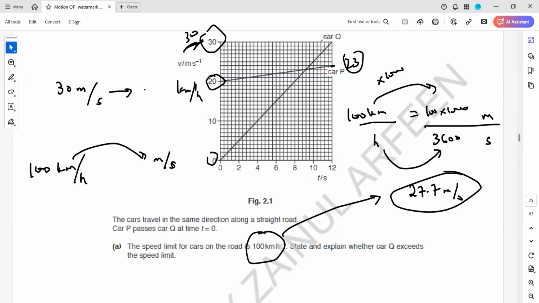So the car Q is exceeding the limit. The speed limit was 100 kilometer per hour, which is equivalent to 27.7 meter per second. But the car Q is traveling at more than 27.7. So it means the car Q is exceeding the limit. Is it clear, this part?